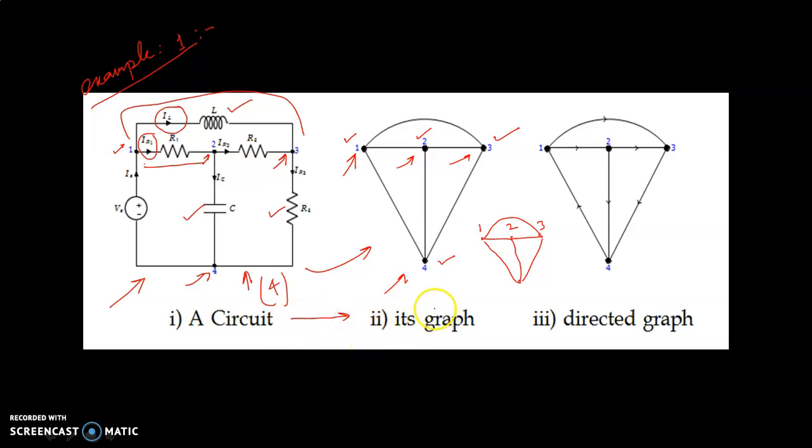Okay. Now when we incorporate in this existing graph the given directions of the current flow, this is given. The flow IC is given, the flow of IR2 is given, direction is given. In the graph the direction is missing, I have not taken the direction. Now if I add direction into the graph, it will become a directed graph. This is as simple as that. As the name itself suggests, directed. It means it will have direction.